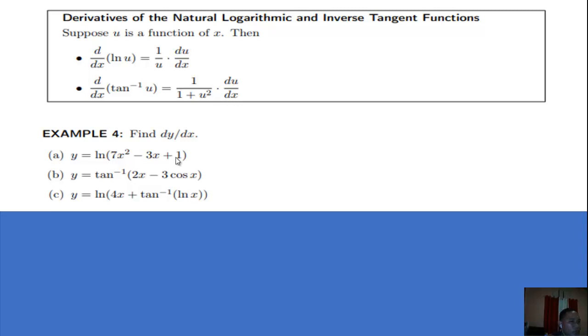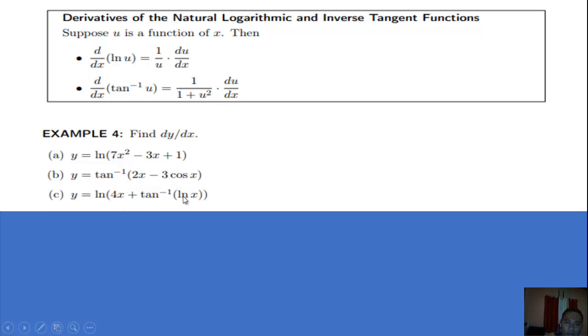Next, letter B naman, ito medyo mahirap konti kasi merong cosine dito. Okay. But we know that the derivative of arctan is 1 over 1 plus u squared. So, it means 1 over 1 plus 2x minus 3 cos squared, quantity squared yun ha, times the derivative of these. The derivative of this is negative sine of x times 3. Okay? So, yun po yung result.